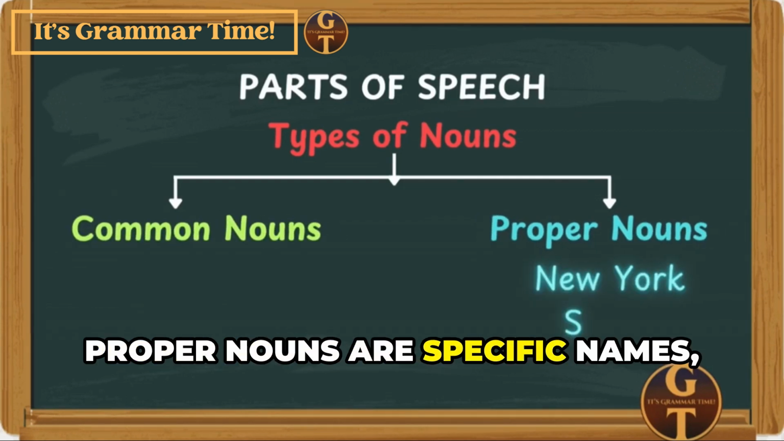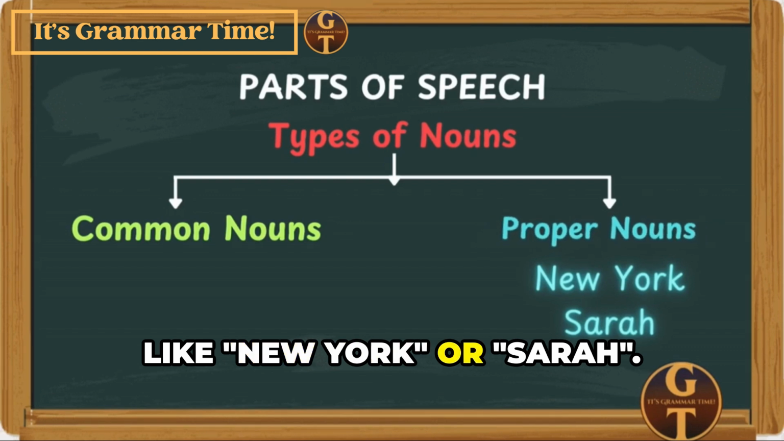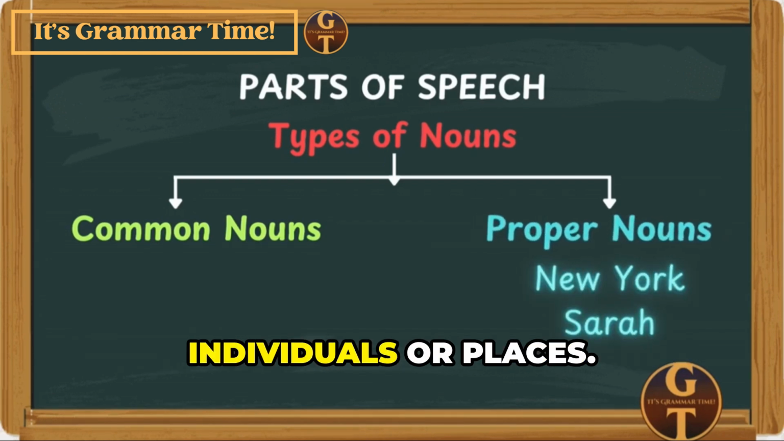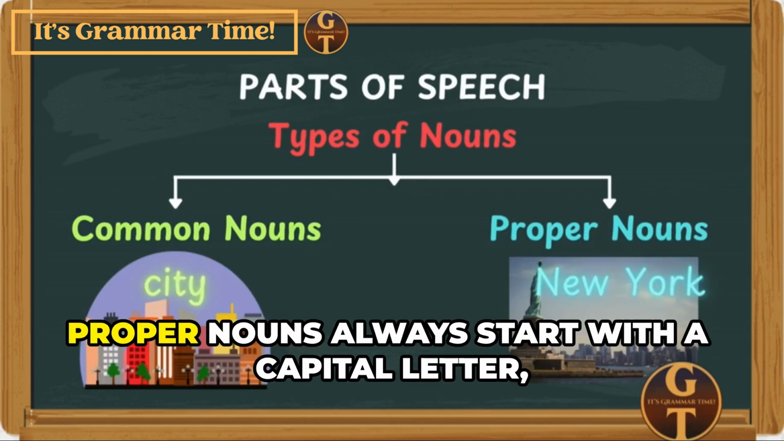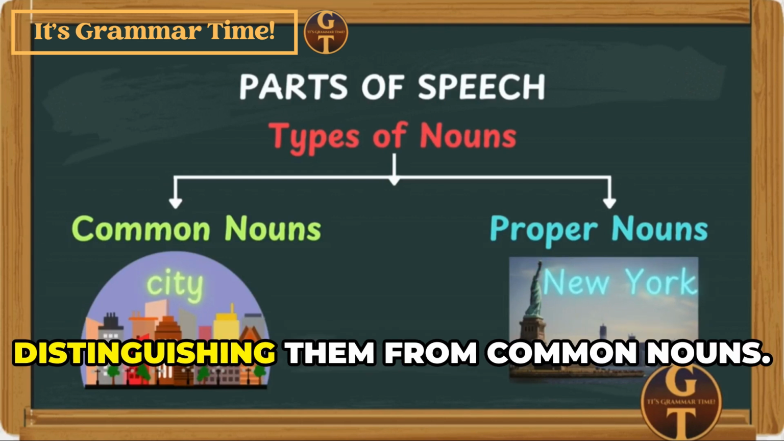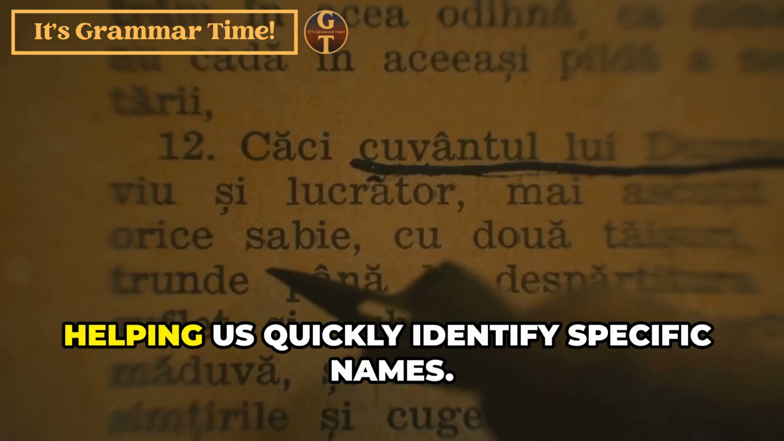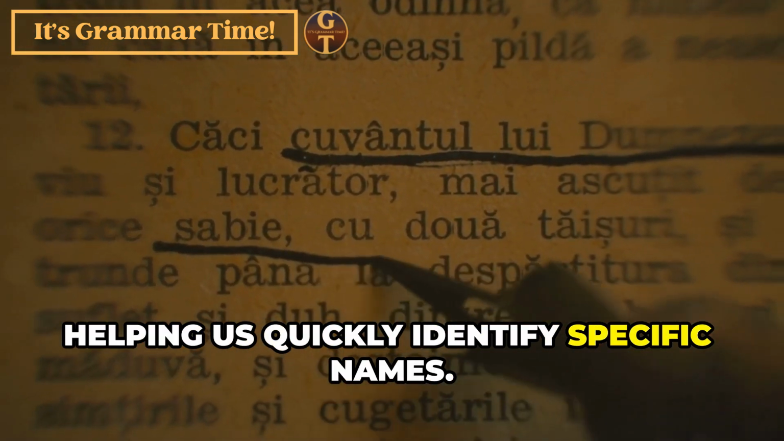Proper nouns are specific names like New York or Sarah. These nouns refer to particular individuals or places. Proper nouns always start with a capital letter, distinguishing them from common nouns. This makes them easy to spot in a sentence, helping us quickly identify specific names.